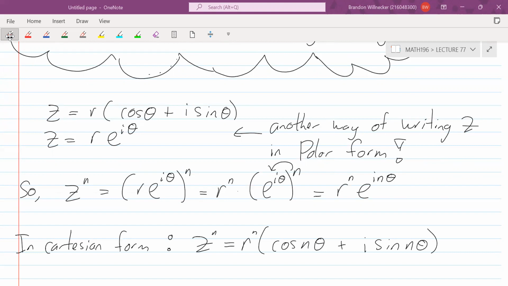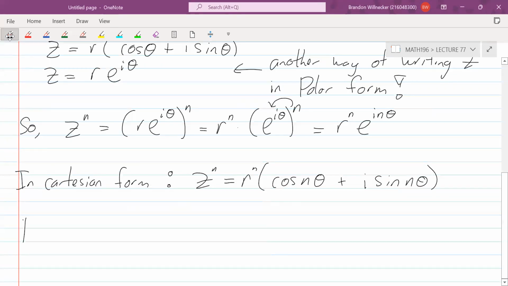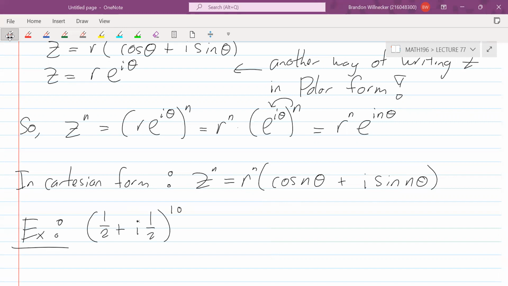Okay, so let's have a look at an example of this. So example, let's say we wanted to calculate (1/2 + i times 1/2) to the power 10. Now, from before, we know how to multiply complex numbers. We just have x plus iy times x plus iy if you want to do it squared. However, this is to the power 10. So you're going to have to write this out 10 times and then do the multiplication. That's going to take forever.